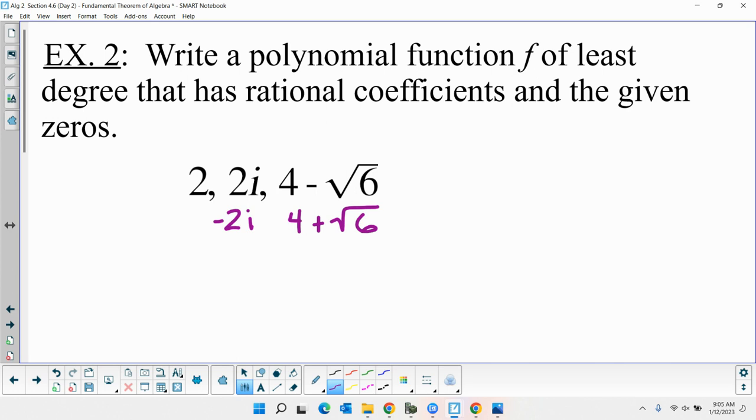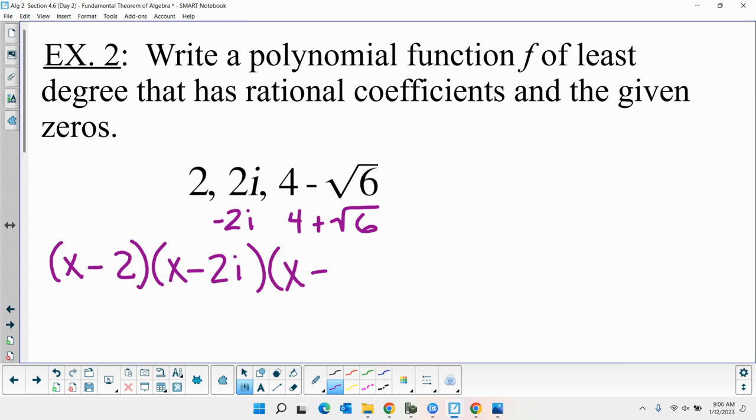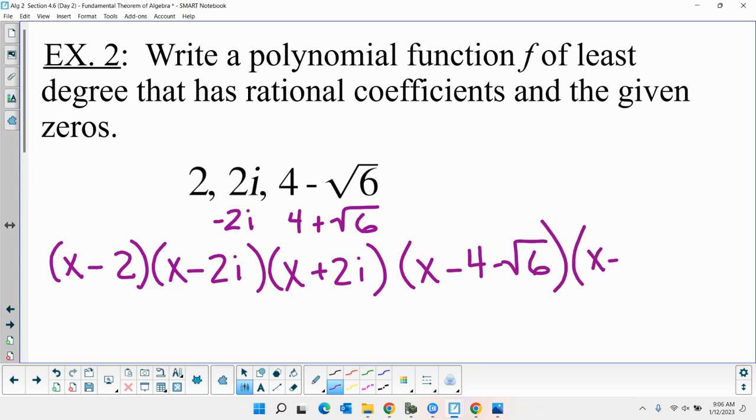Okay? So here's what I have to do. I write x minus 2. I write x minus 2i. I write x minus negative 2i, which turns into what? Minus a negative is plus, right? And then I write x minus, and then 4 minus the square root of 6. And x minus 4 plus the square root of 6. It's always x minus. Okay?